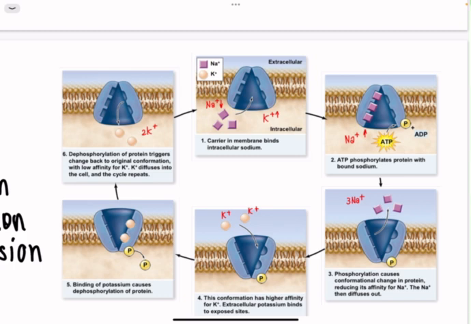This is a picture of a sodium and potassium pump. You can see that it's an antiporter. It moves sodium out of the cell and puts potassium into the cell. It's a different direction.